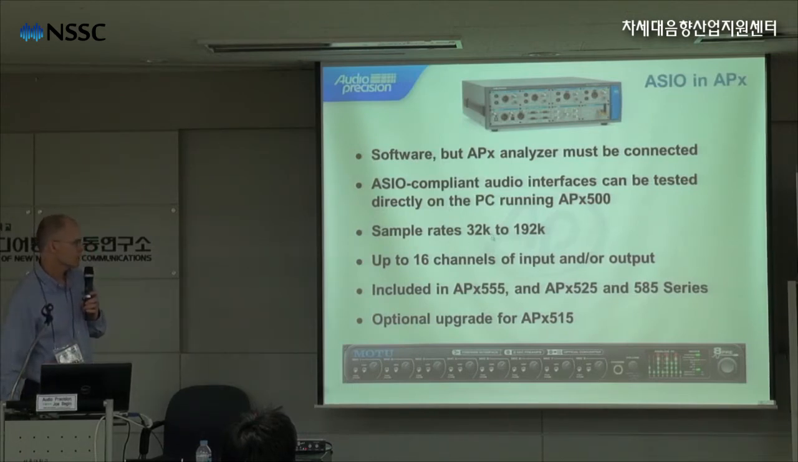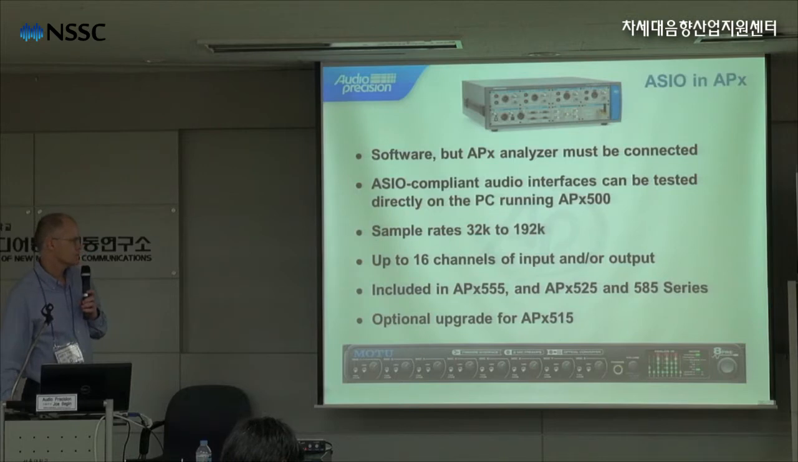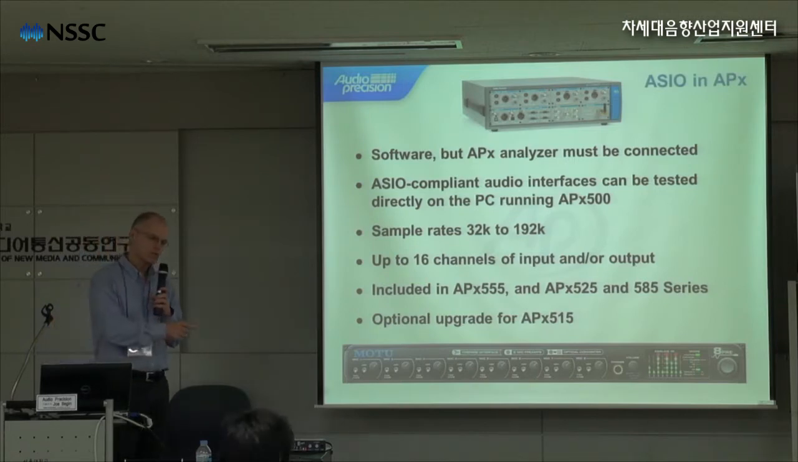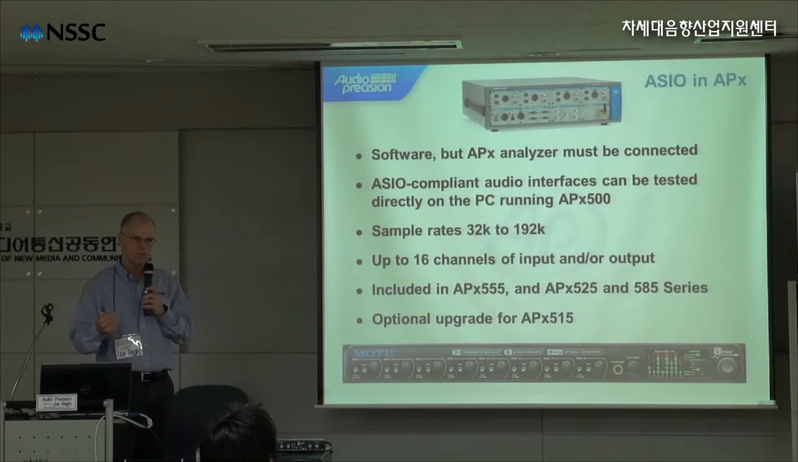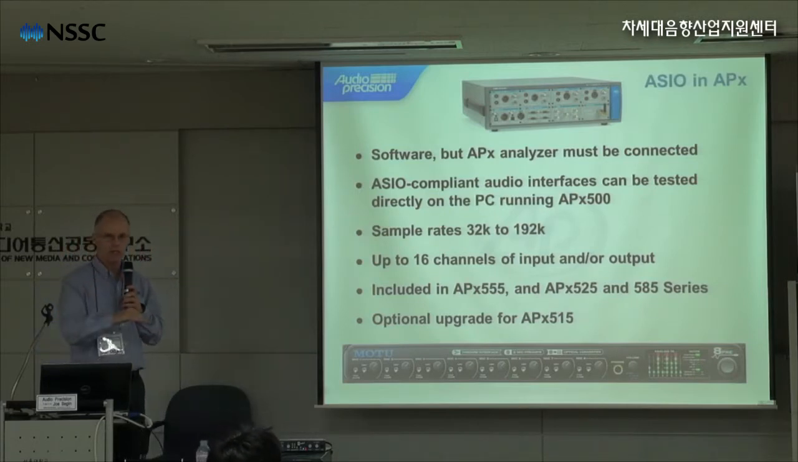We currently have sample rates from 32 kilohertz to 192 kilohertz. And as I mentioned, you can have up to 16 channels of input and or output. So if the device supports it, and if there's a use case for it, you can actually generate over ASIO and analyze back in over ASIO at the same time. In most cases, you will be going out ASIO and then coming in some different interface or vice versa.